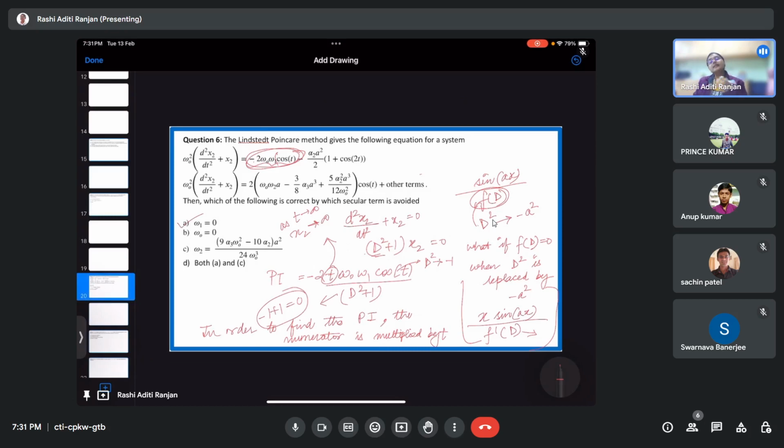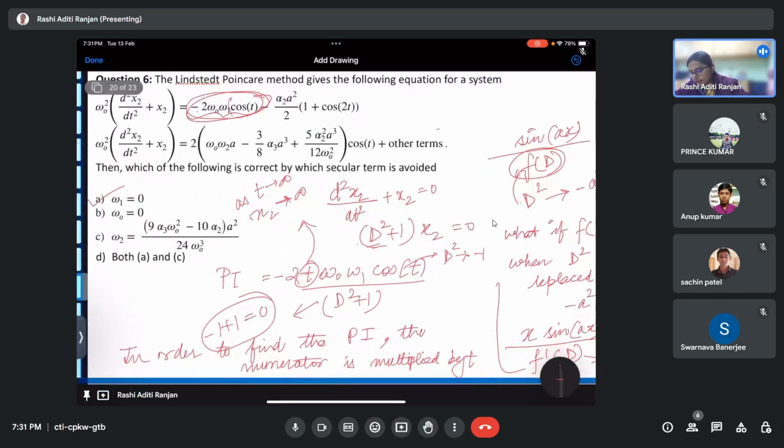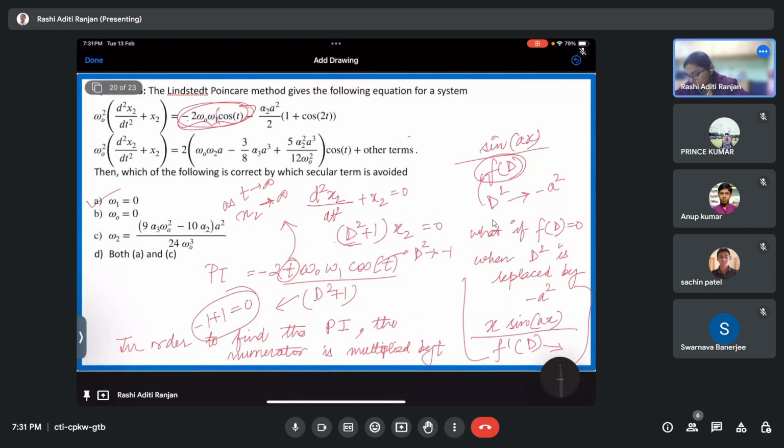Now coming on to the second expression. In the second expression, do I have any secular terms? See here, again we have cos of t. Oh, sorry, I'll just take this first. See here, we have 1 plus cos 2 times of t.